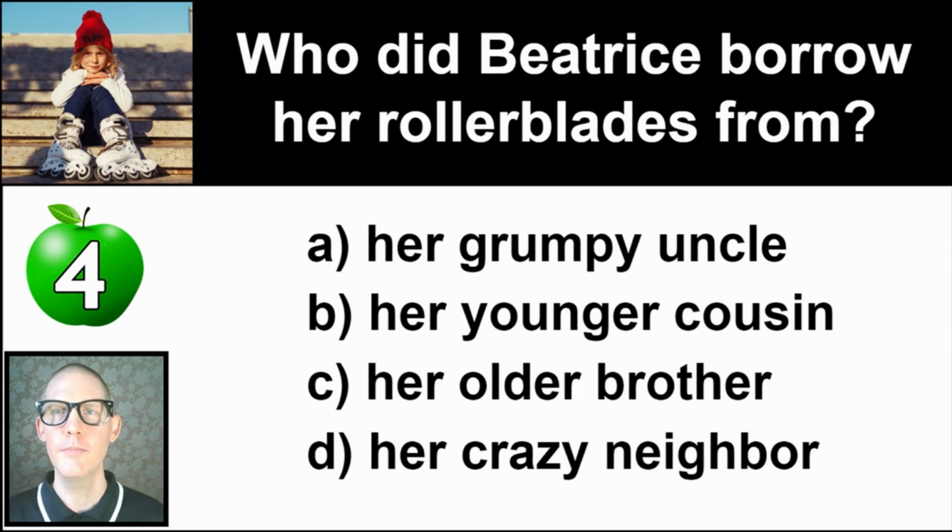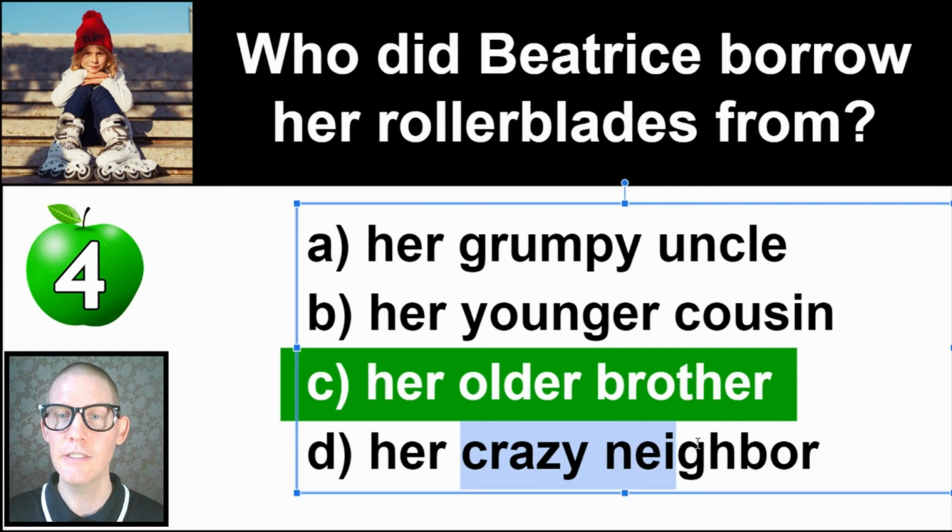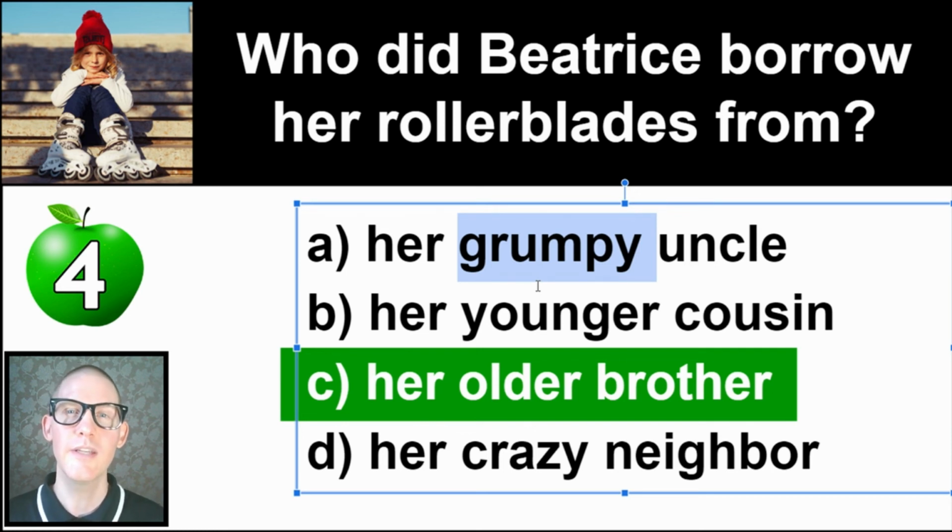Okay, so who did Beatrice borrow her rollerblades from? Well, the answer is C, her older brother, right? So that's the only person that we talked about besides Beatrice in this picture, in this situation. So we didn't hear anything about a crazy neighbor, a younger cousin, or a grumpy uncle. And grumpy just means kind of mean and upset and frustrated and not very nice.